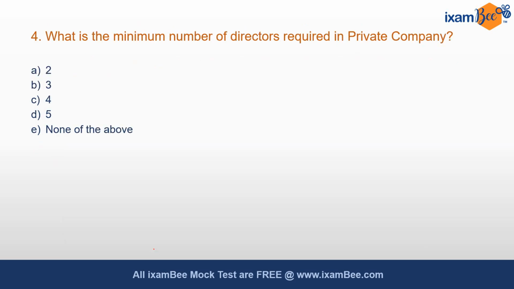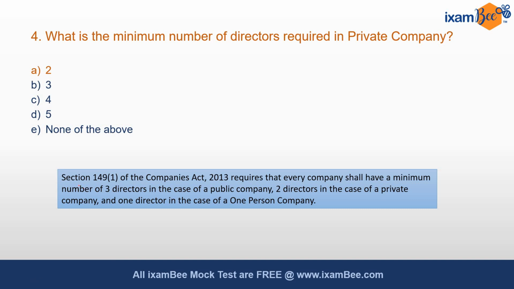Moving on to our next question. What is the minimum number of directors required in a private company? The correct answer is option A, 2. Section 149(1) of the Companies Act 2013 requires that every company shall have a minimum number of 3 directors in case of a public company, 2 directors in case of private company, and 1 director in case of one-person company.